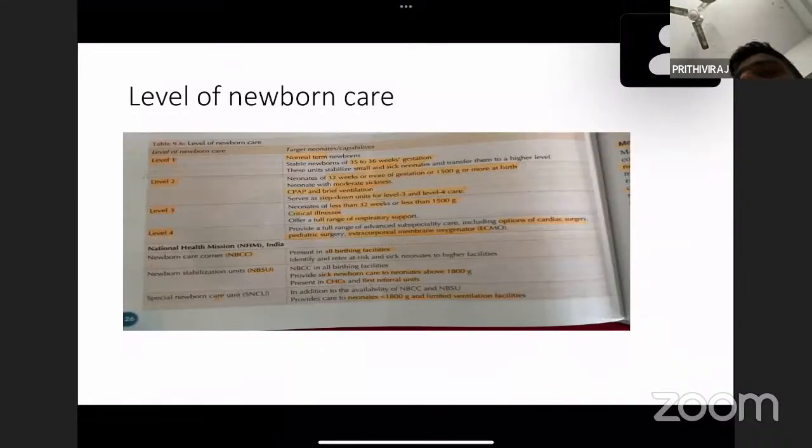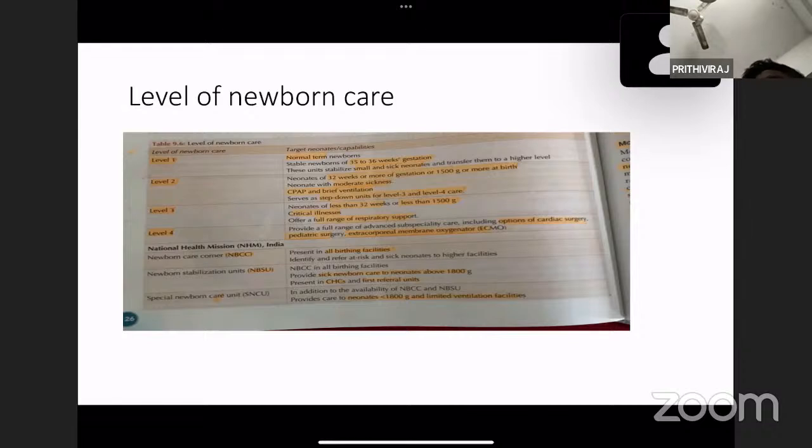So what are the levels of newborn care? There are level 1, level 2, level 3, level 4. Level 1 is a normal term newborn, with the age of 35 to 36 weeks or more. These are mostly along with the mother's side. So most children with the mother will be placed in level 1, and any baby who gets sick in this level will be stabilized and referred to the second center, that is level 2.